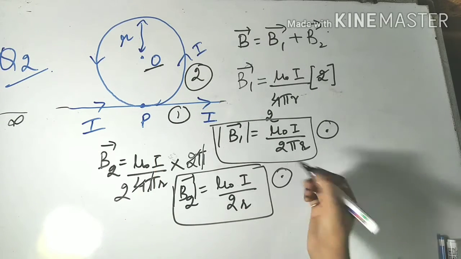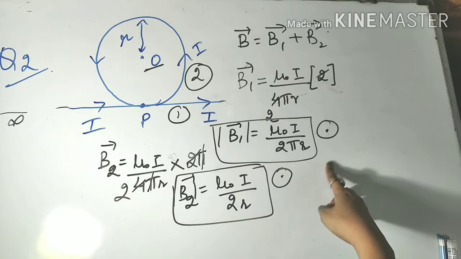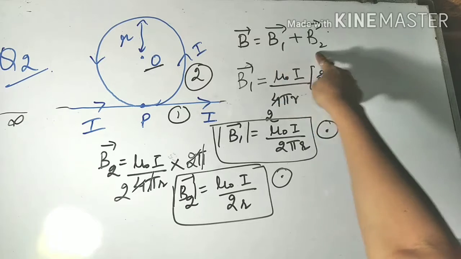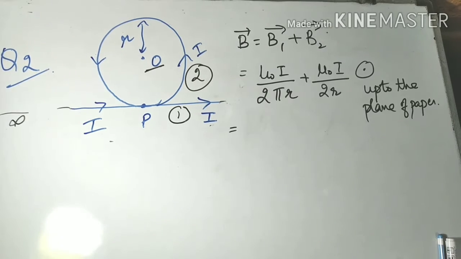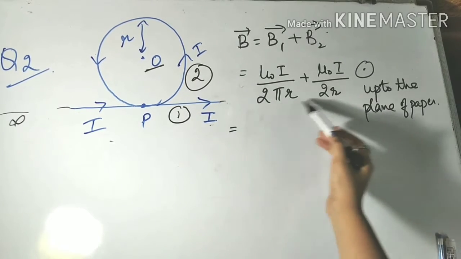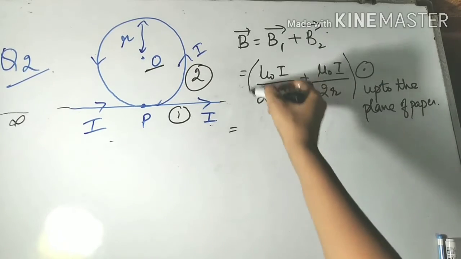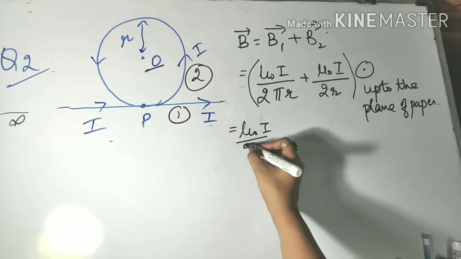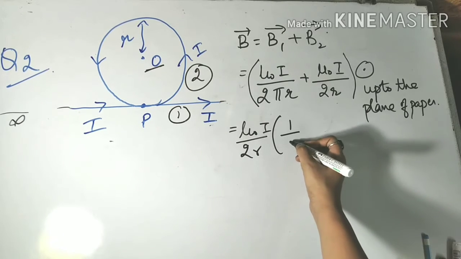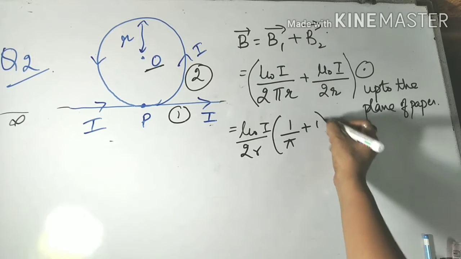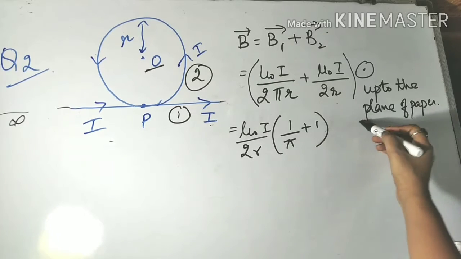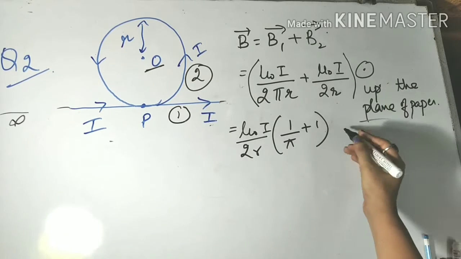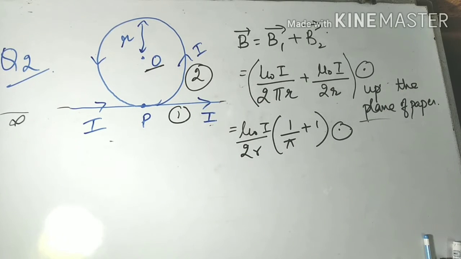So that means this. अब दोनों की डायरेक्शन सेम है, so I can directly add up these two vector quantities. Now we are going to add up these two values, and my direction is showing like this, dot. Mu naught I by 2r, bracket में 1 by pi plus 1, and the direction is out of the plane of the paper. So this is your answer.